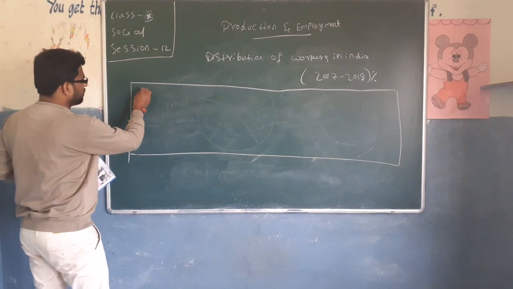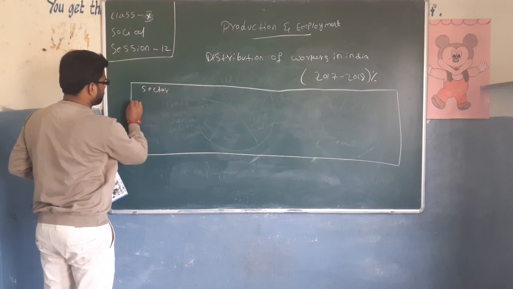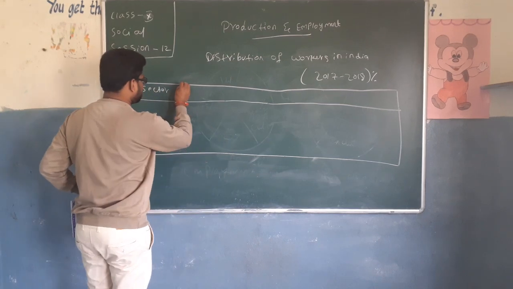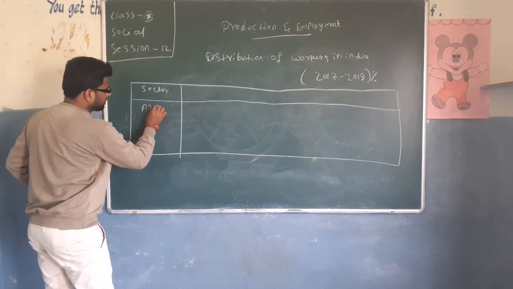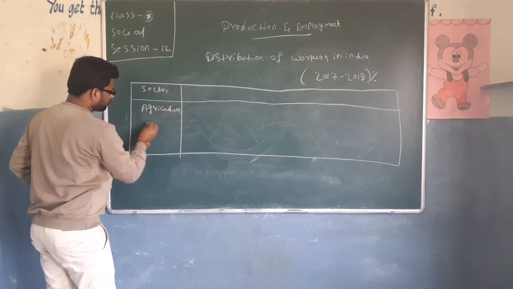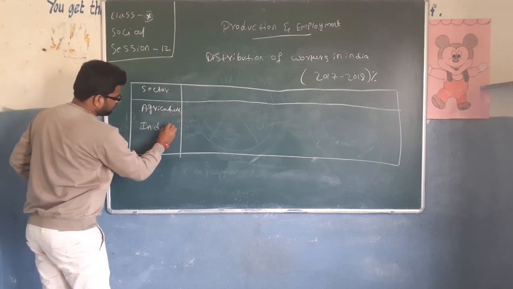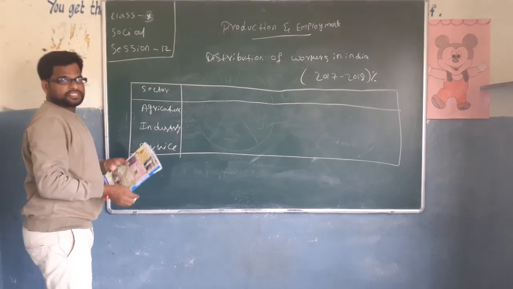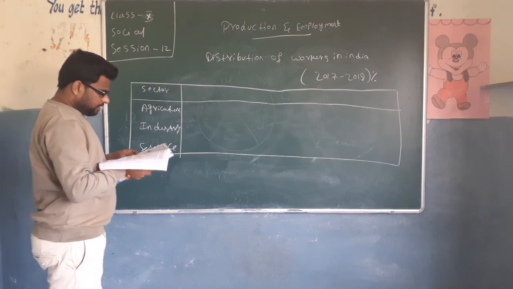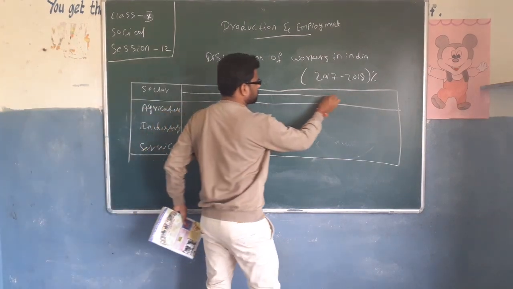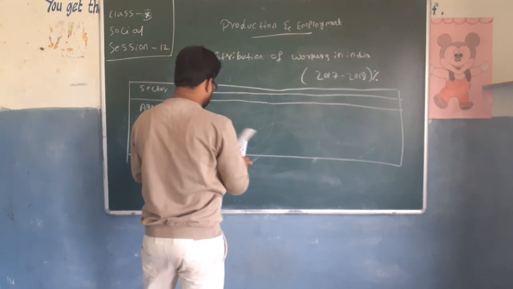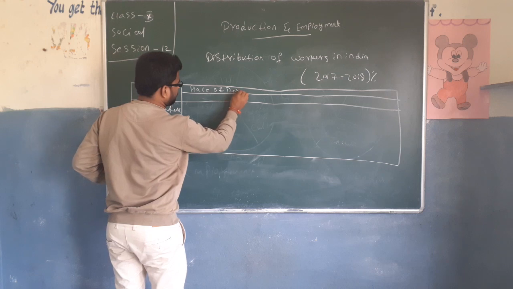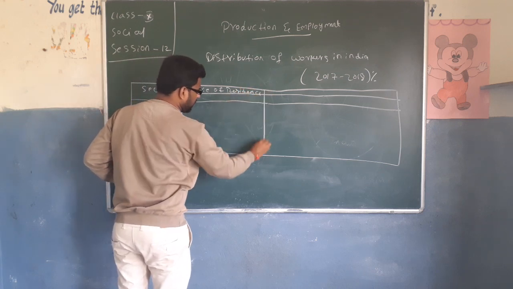See, here, sector. What are the sectors that we have? Sectors, in the sense, here the agriculture sector, industry sector, and service sector. Here there is one more point. Let me draw this. That is place of residence. It means either rural or urban.